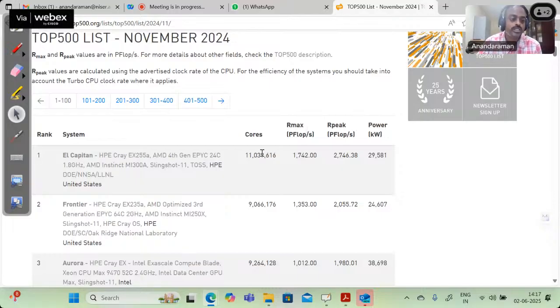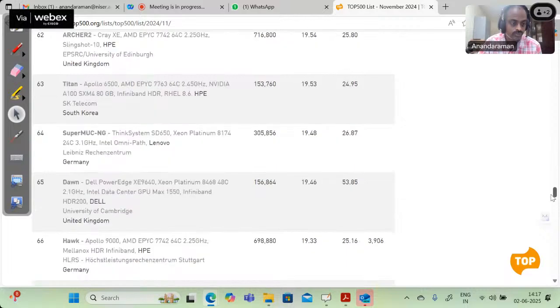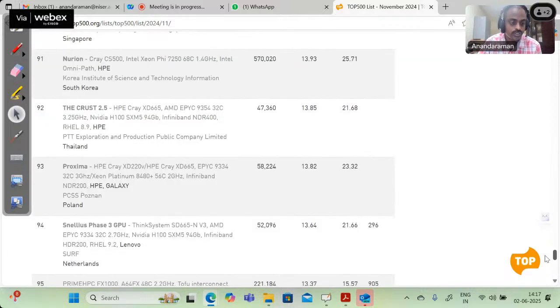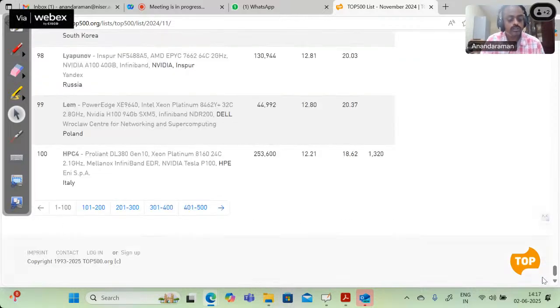So this is a global list. Right now, the El Capitan HPE Cray machine is the top in the world, followed by Frontier. In India, I think we have one machine from CDAC, which is in 91st place. It's not in the first 100.